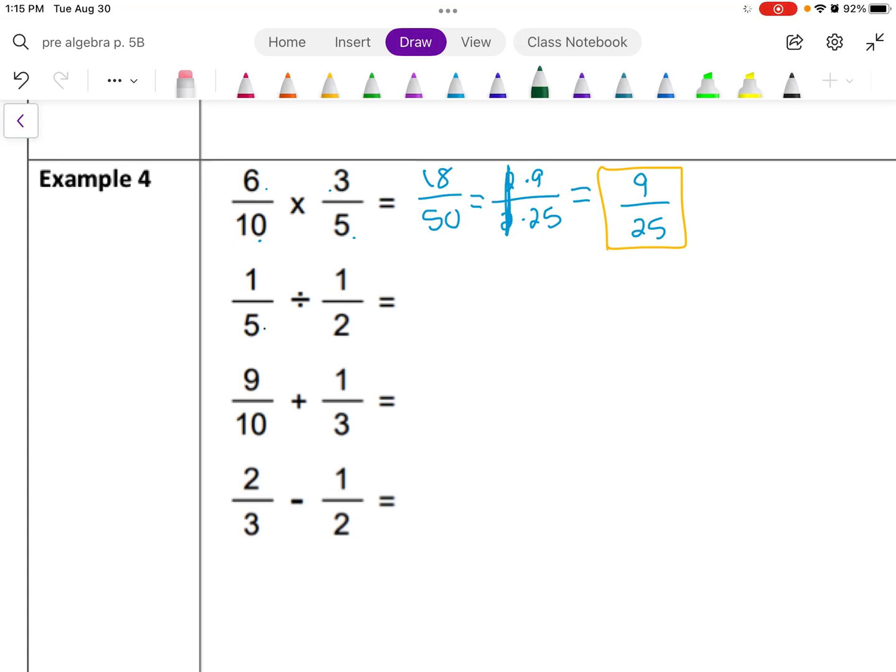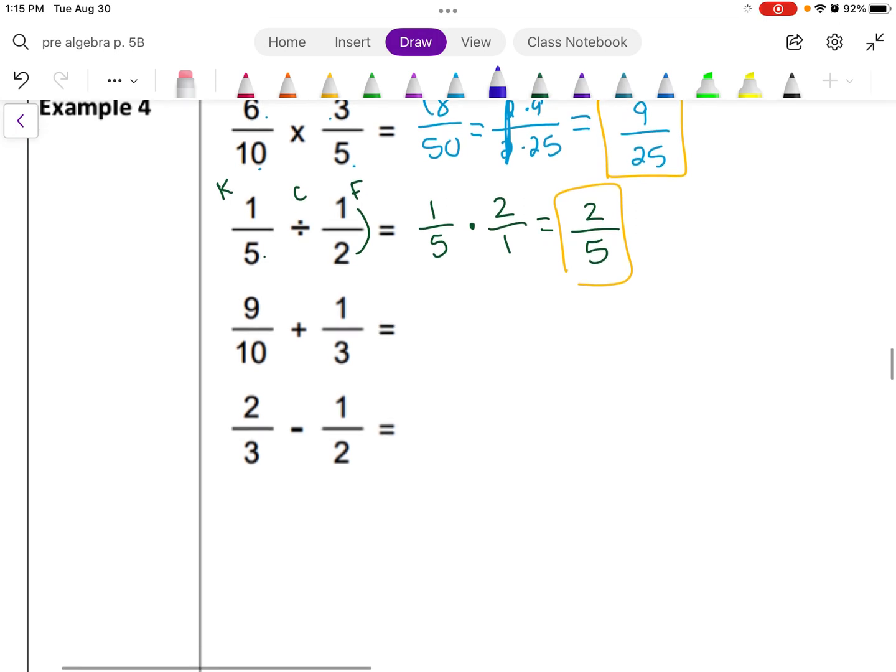Then we want to take 1/5 and divide it by 1/2. Well, division we're going to keep, change, flip. We're going to keep 1/5, we're going to change our sign, and we are going to flip 1/2 to 2/1. 1 times 2 is 2, 5 times 1 is 5. 2/5 is our answer because we cannot simplify.